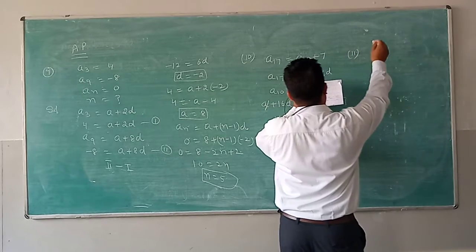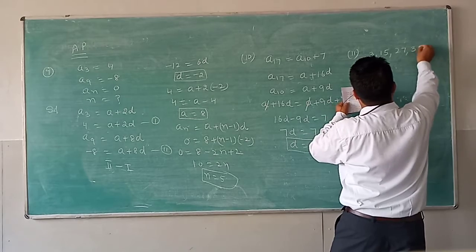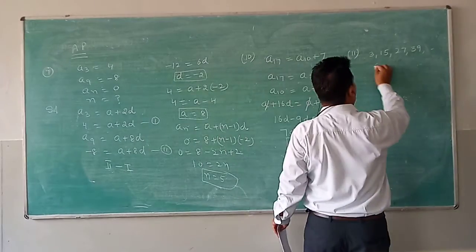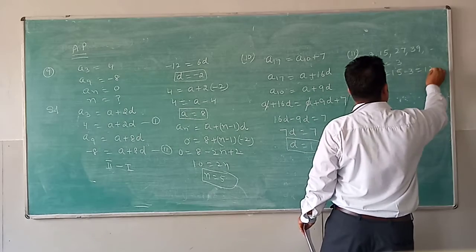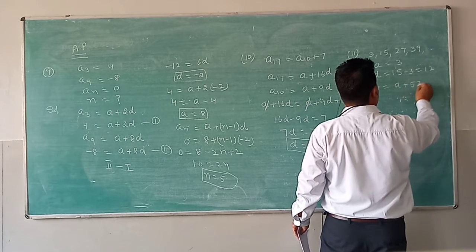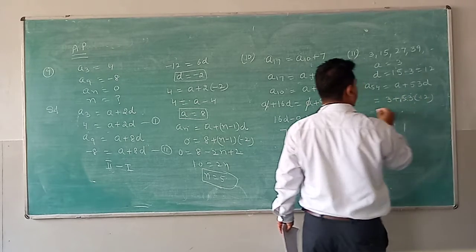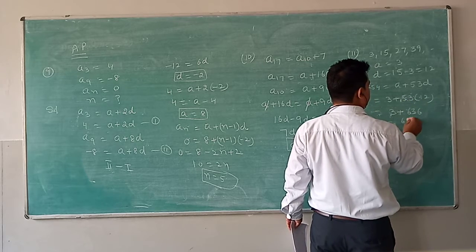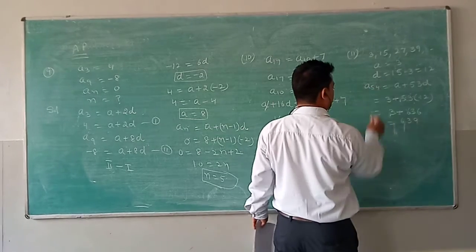In question number 11, the statement is: which term of the AP, this is the AP, is 132 more than its 54th term. In this AP, a is 3, common difference is 12. We are required to find a54. a54 is a plus 53d. a is 3, 53 into 12. This is 3 plus 636, which is 639.